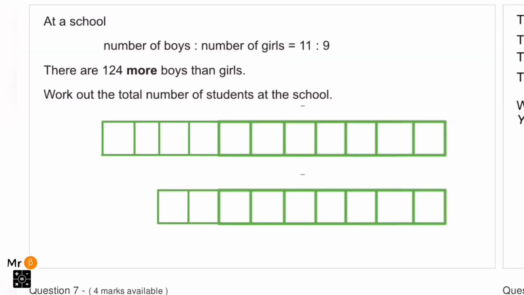Question 5. At a school, the number of boys to the number of girls is 11 to 9. So again, I've drawn out 11 boxes and 9 boxes. I have drawn it in a slightly different way. I've actually drawn it on top of each other, and that's to show you how to answer this question. So it tells you that there are 124 more boys than girls.